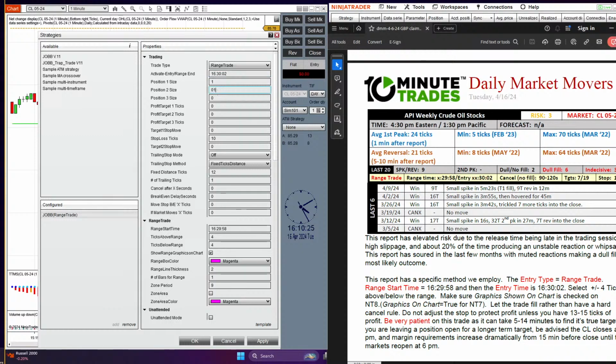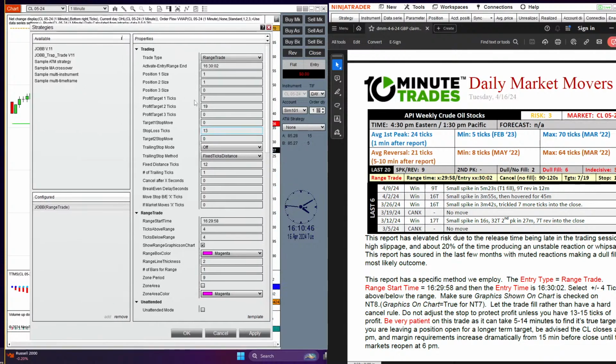And we've got 2 positions. First target is 7 ticks. The second target is 19 ticks. And the stop is 13. And I would be willing to trade 2 contracts on it, trade the DMM exactly when I start trading it. Four ticks above, 4 ticks below, starting the range at 1629.58, ending it at 1630.02. Targets of 7 and 19.